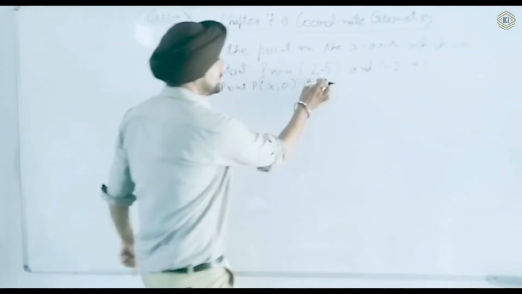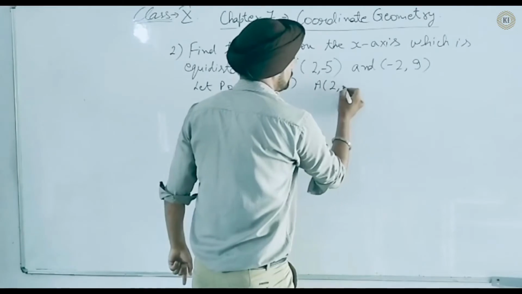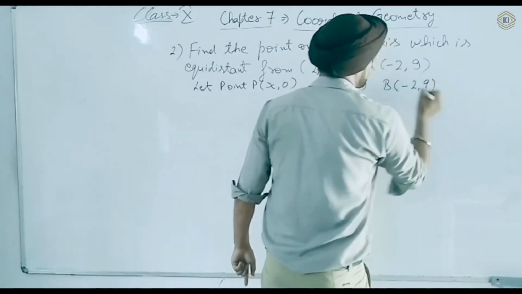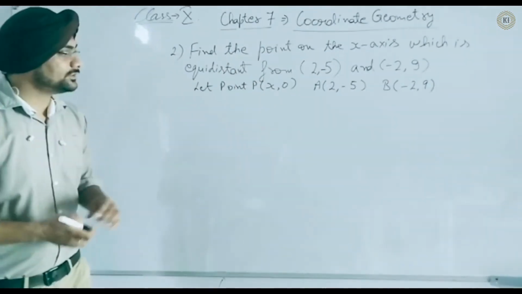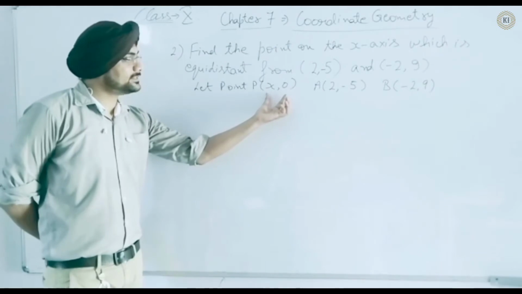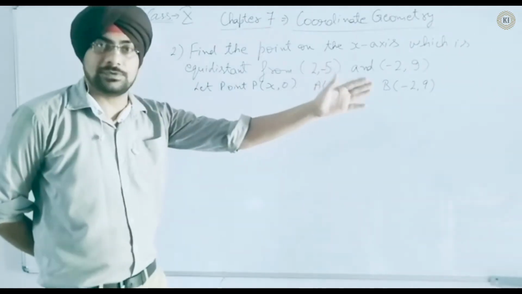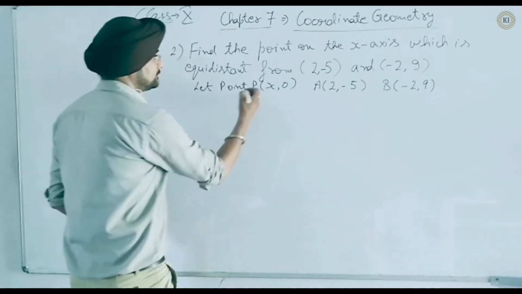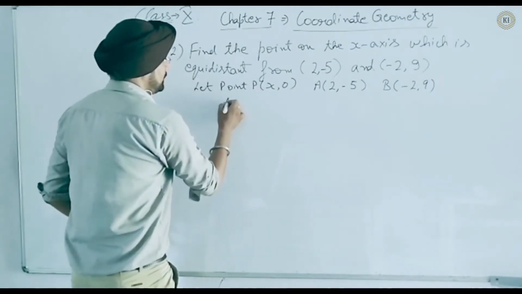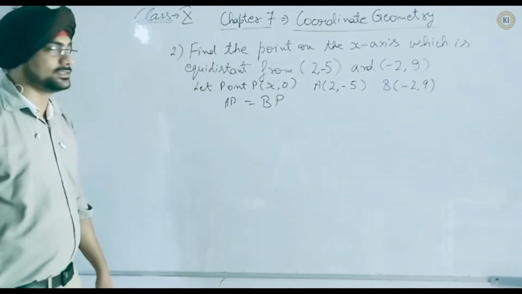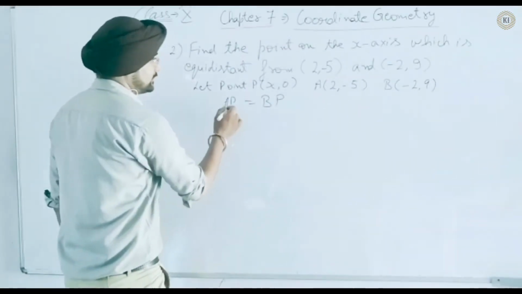Now we can take the point (2, -5) as A, and we can take the point (-2, 9) as B. Now P is having the same distance from A, and P is having the same distance from B also. So we can write AP is equal to BP. They are having the same distance.